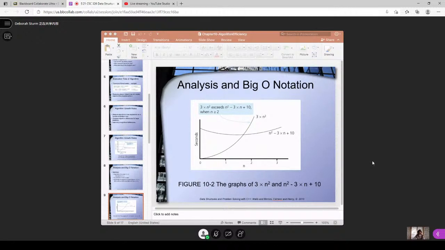Because we see that as n increases, it's going to be increasing more slowly than the first one. So even though it has an n squared in it and the first one has an n squared in it, because it also has an n, right? We're subtracting 3n, then that one is going to increase more slowly. And here is the graph. You could plug in different numbers and see that it's going more slowly. It's still going to increase after this, but not as rapidly as the 3n squared. Any question on that?